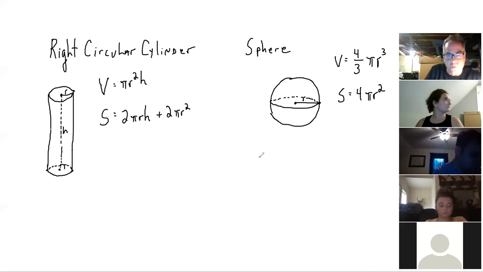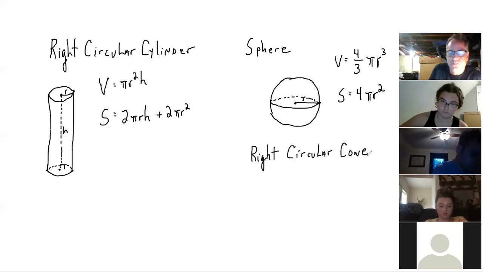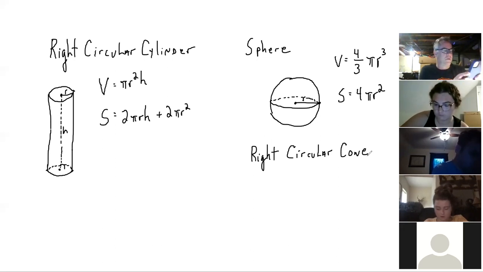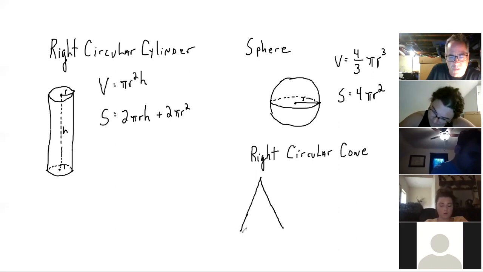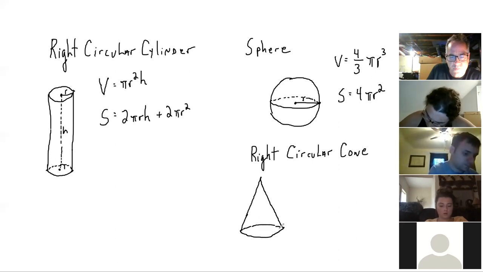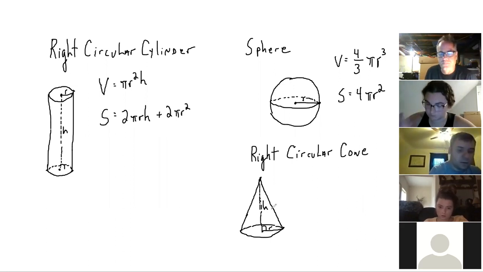I'm going to put one more on this page. A right circular, so kind of like the cylinder, cone. All right, so right circular cone. So much like a right circular cylinder, it has a circular base, and it would have a height from the point of the cone down here, and it hits at a right angle. And we'll call that the height.